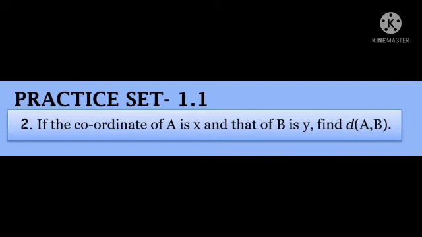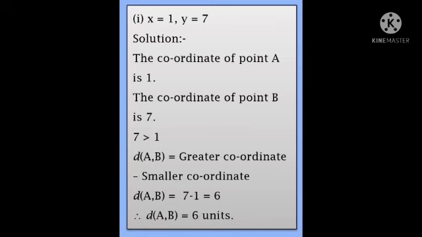Practice set 1.1. Question number 2. If the coordinate of A is x and that of B is y, find the distance between A and B. Question number 1. x is equal to 1, y is equal to 7.